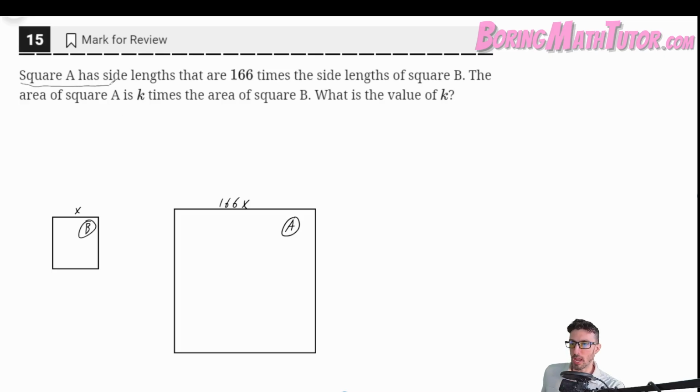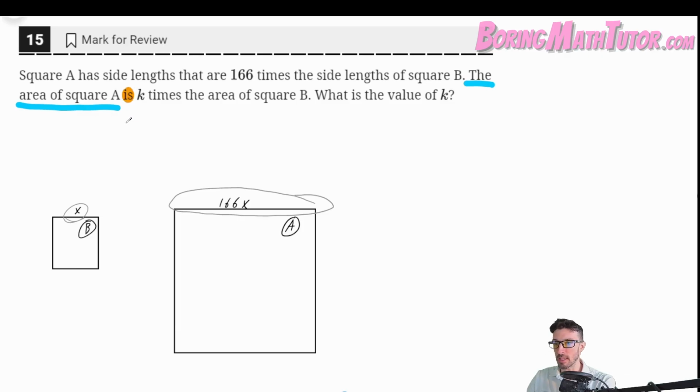They told us that square A has to have side lengths that are 166 times the side lengths of square B. So I already drew 2 squares. I let the side length for B be x, and I did my best to draw a side that looks like it's 166 times as big, and that would mean that that one would be 166x. But now we have to translate what they're saying over here. They're saying that the area of square A is your hint for an equal sign. The area of square A, well, I can actually tell you what that is right now.